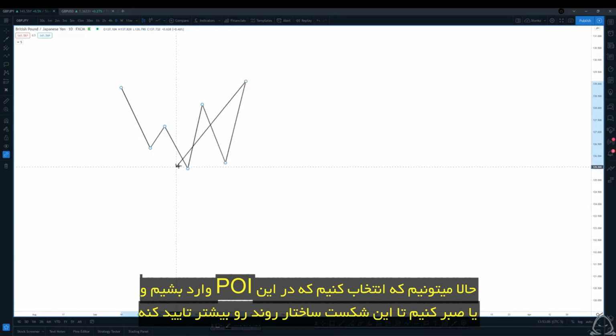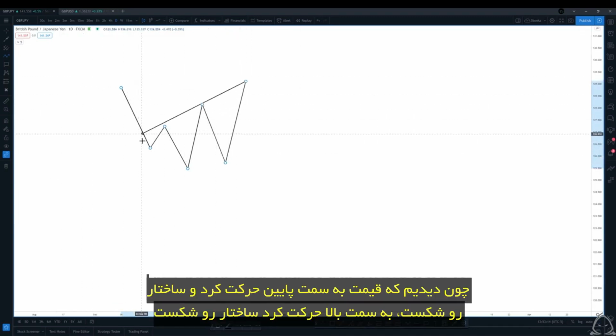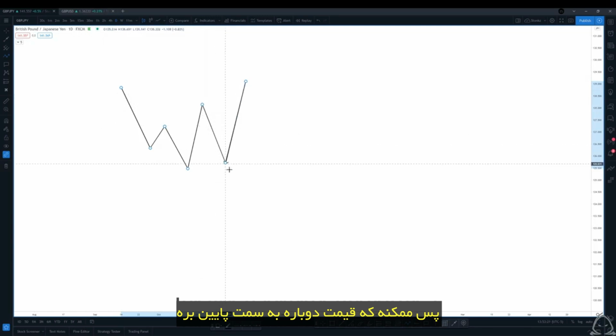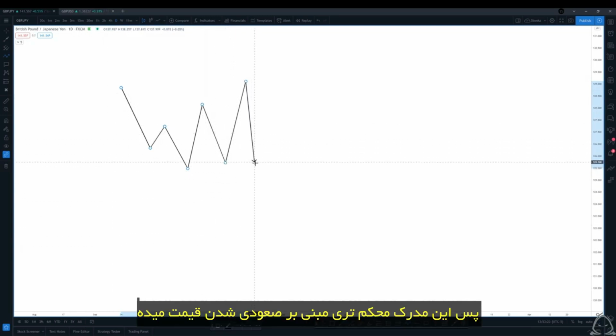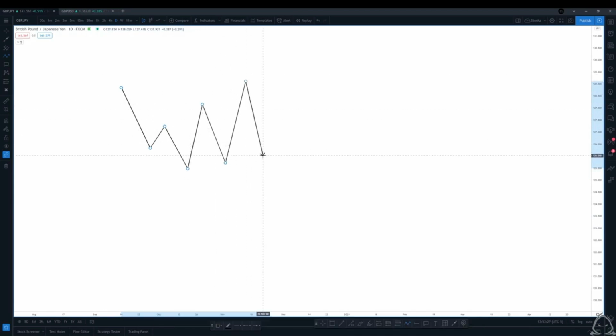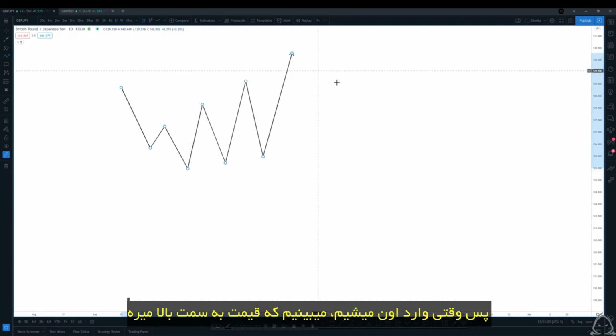Now we can choose to enter at this break of structure at this point of interest, or we can wait for this break of structure to confirm the trend more so, because of course we've seen price move to the downside, break structure, move to the upside, break structure the opposite way. So it is possible that price could just break down again. So this gives a little bit more solidification that an up move is beginning. So once we tap into that, we can see price moving to the upside.